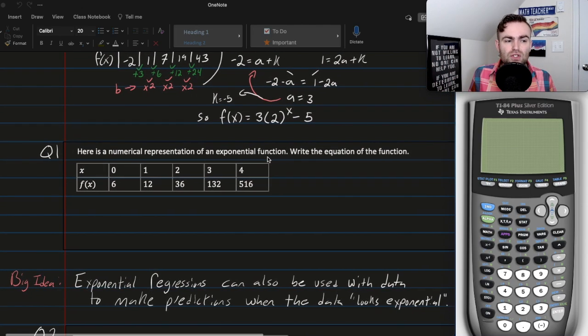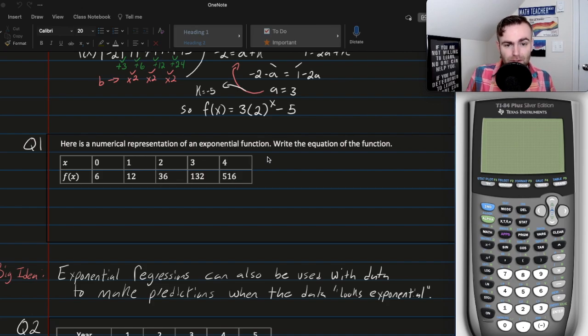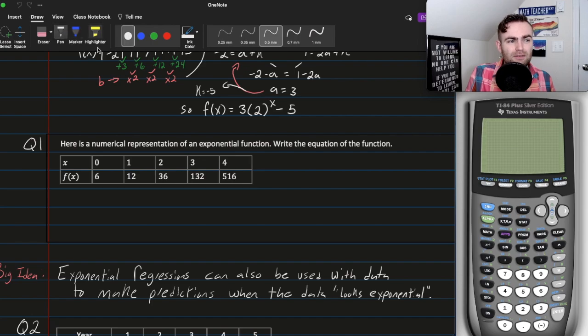So let's do that together here. We have an increase by 1 for all of our inputs, so we're good there. 6 to 12 is times 2, 12 to 36 is times 3. That's different. So the first thing we're going to do is figure out what's going on here. This is plus 6. I know that pretty well. This is plus 24. I don't know that off the top of my head.